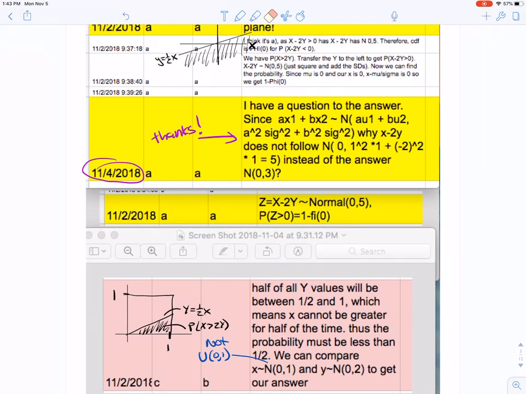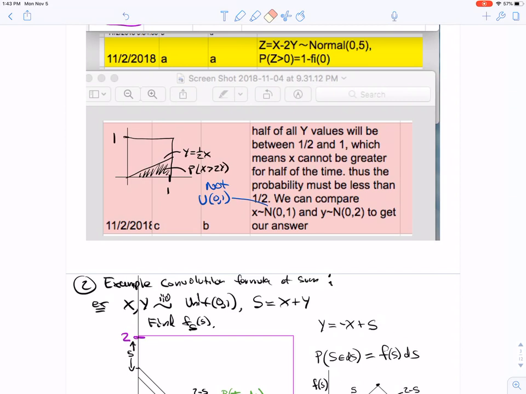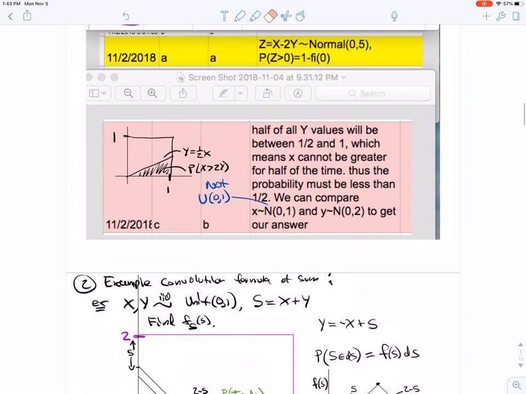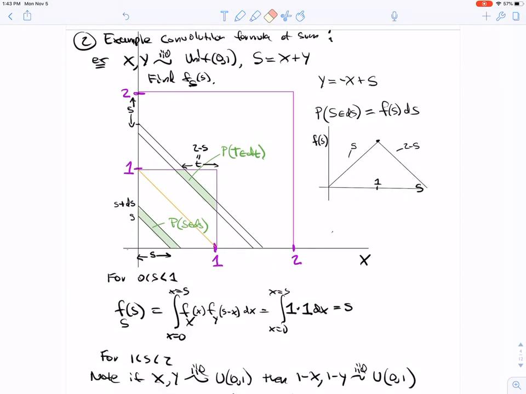And another person wrote basically my solution: Z equals X minus 2Y is normal 0, 5, so the probability that Z is greater than 0 is 1 minus phi of 0. That's not how you spell phi, though. And one person mistook normal 0, 1 to be uniform 0, 1, in which case definitely the probability that X is greater than 2Y is not a half. Great work.